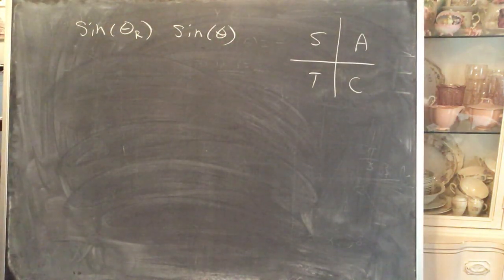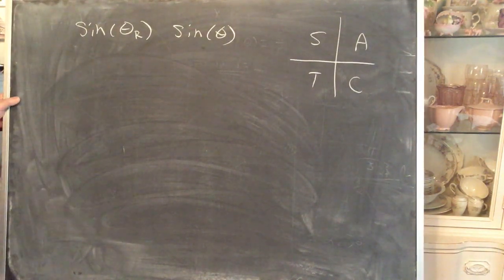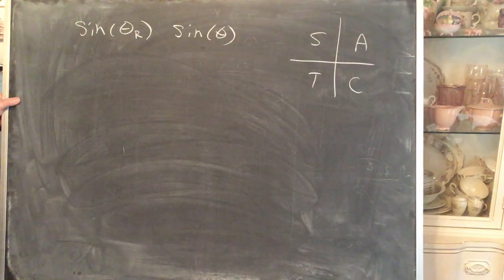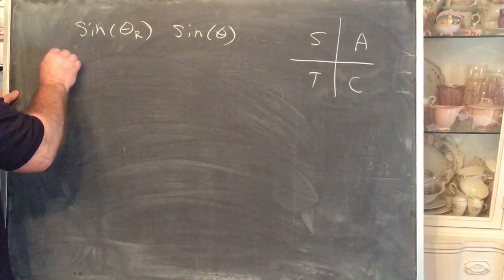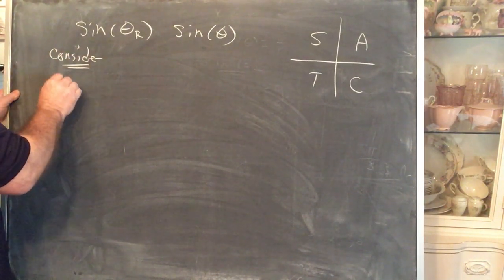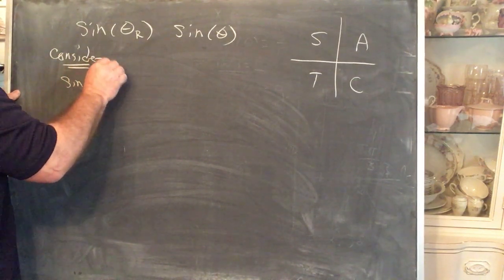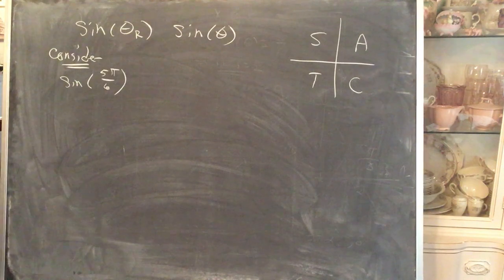So we should be able to put this together with our knowledge of the reference angle families and with our knowledge of in what quadrants the functions are positive, and knowing that the sine of the reference angle and sine of the angle are equal to each other. So consider sine of 5 pi over 6.